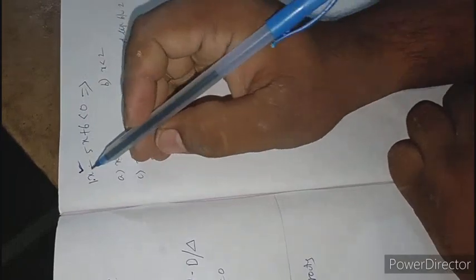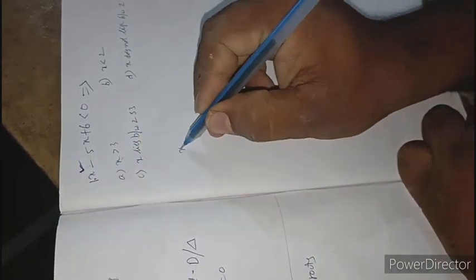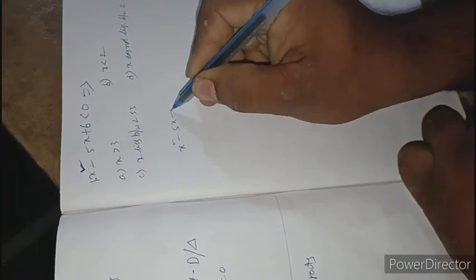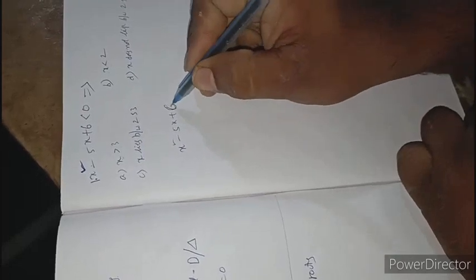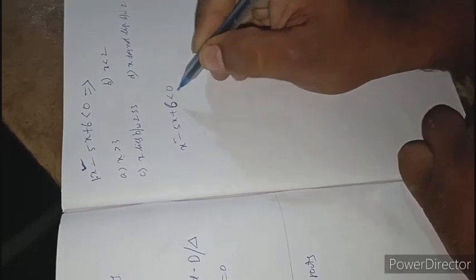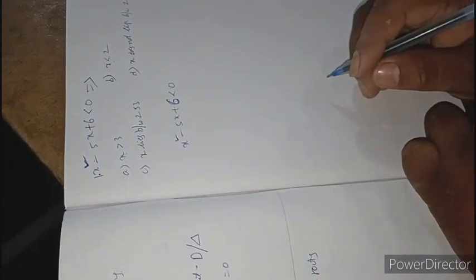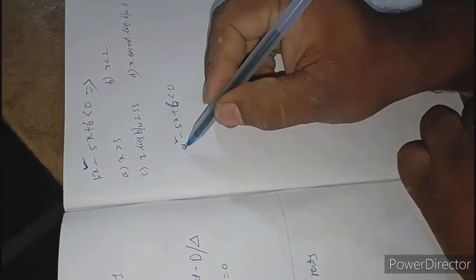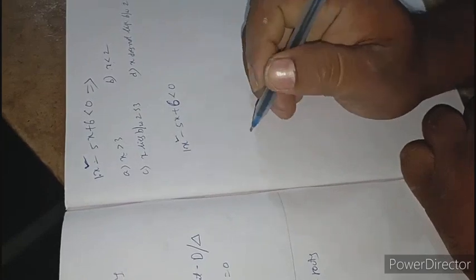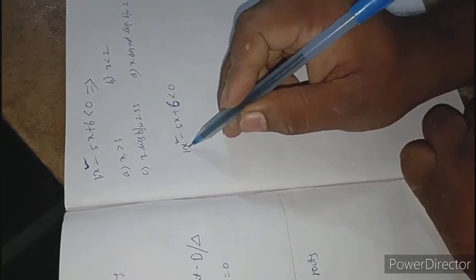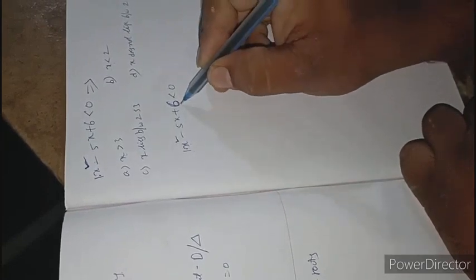Okay, I am writing here x square minus 5x plus 6 is less than 0. They given x² minus 5x plus 6 is less than 0. The coefficient of x square is 1. Here the constant term is 6.